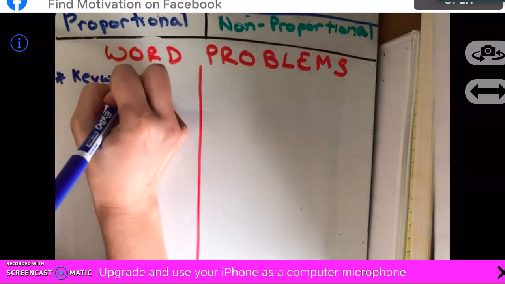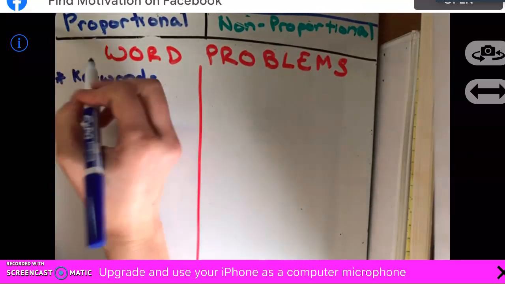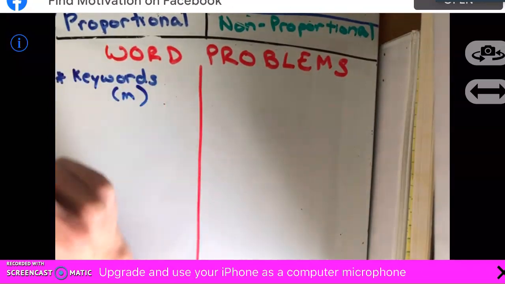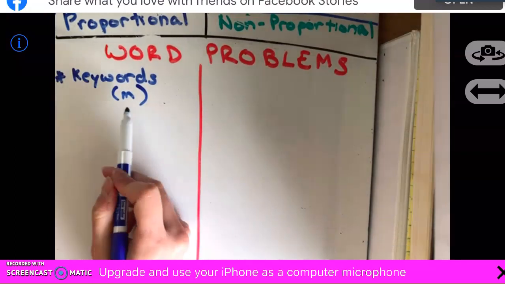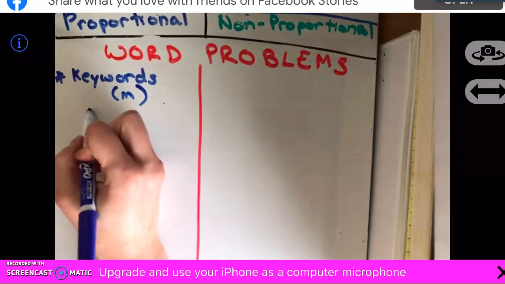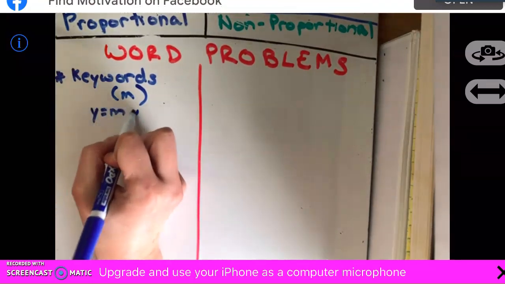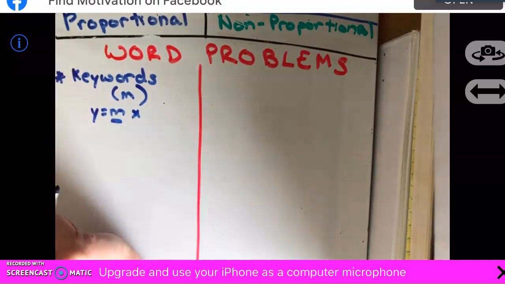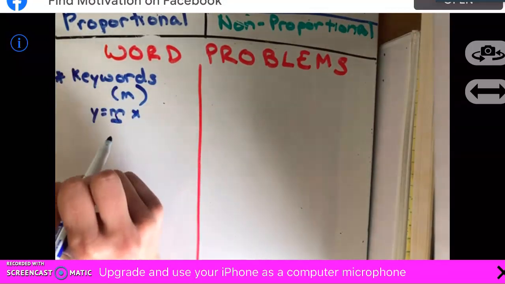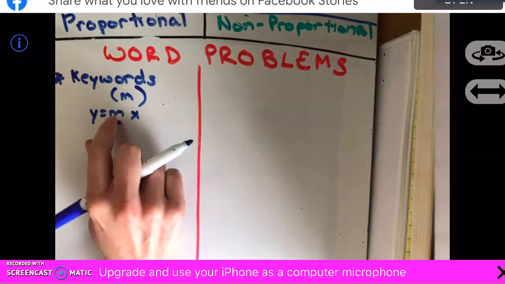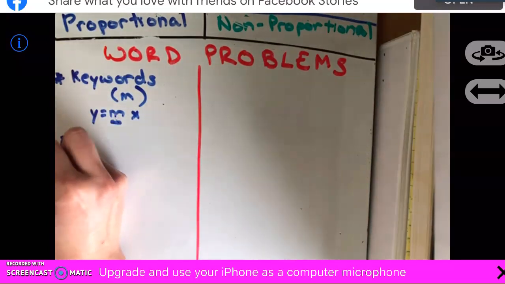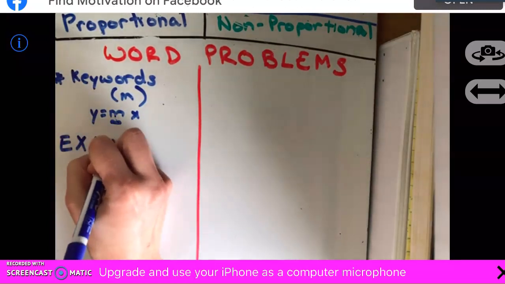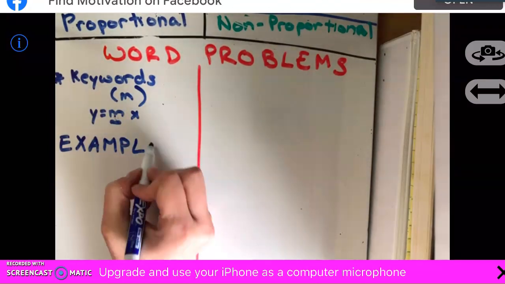Proportional word problems have keywords. Their keywords go with the m. Now what is m? Remember we have y equals mx for proportional. M is our slope, okay? So the keywords will tell us about our slope. So let me give you some examples of keywords for proportional.